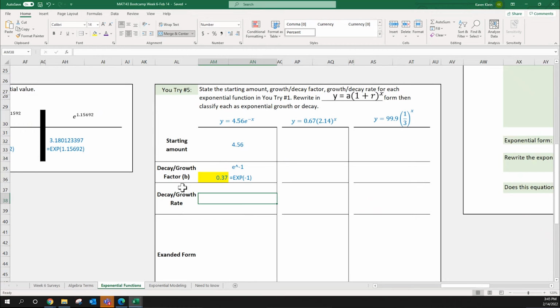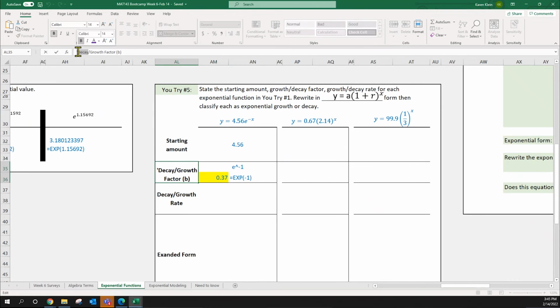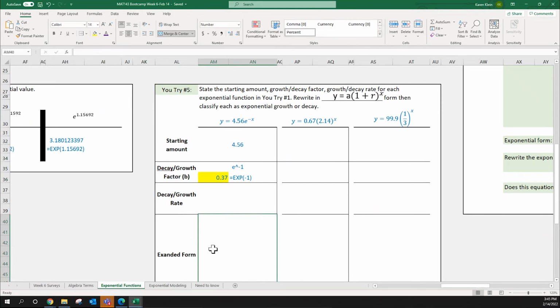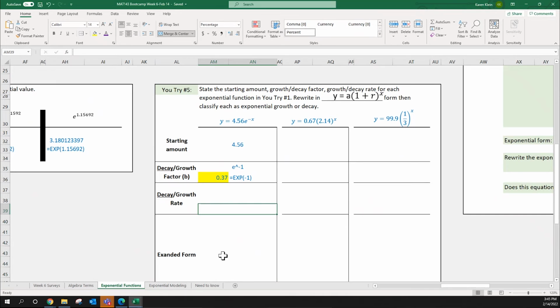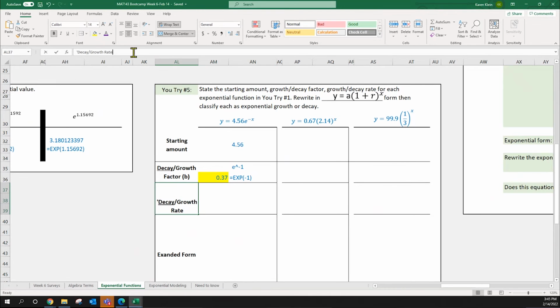Now our goal is to, and by the way, if our B value is 0.37, then that tells us that we actually have a decay, which means we're going to have a decay rate. So we need to find that decay rate. So the decay rate is going to be the value of your R.